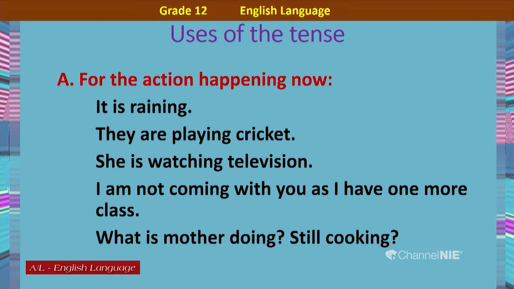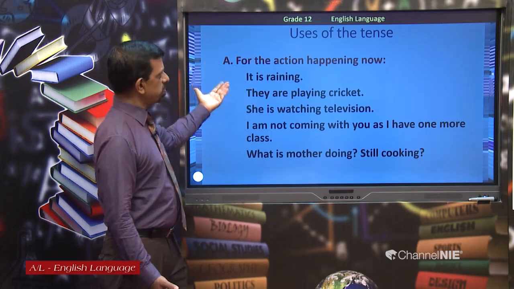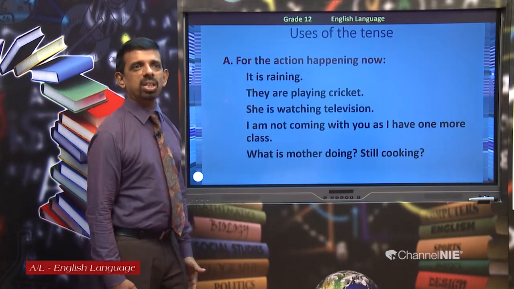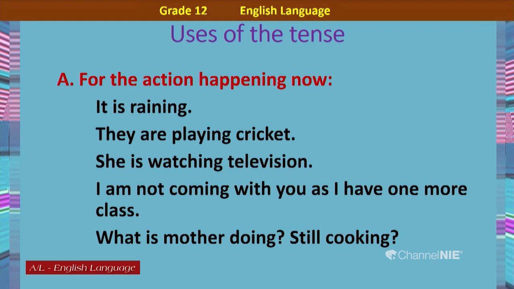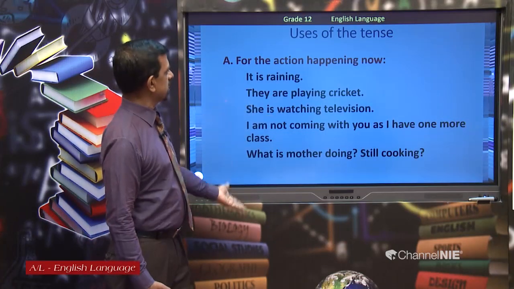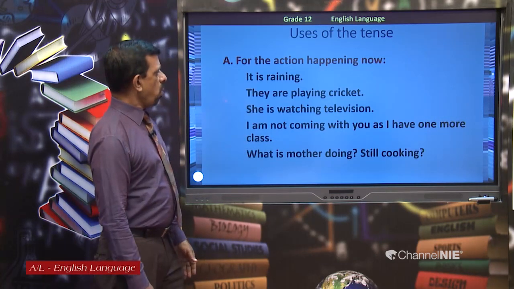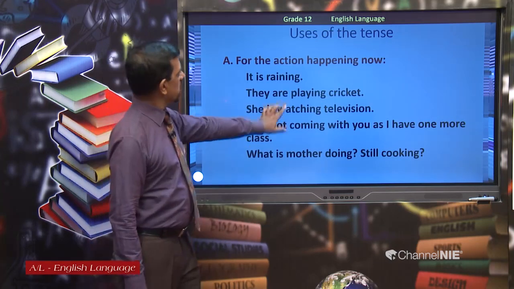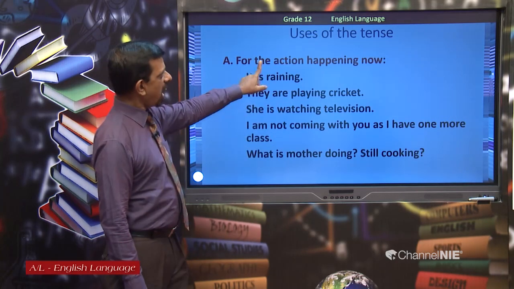What is mother doing? Still cooking? So that is the question form. The present continuous tense is basically used to show the actions that are happening at this moment. What is going on at this moment? What is happening now? So we say, it is raining. That means at this moment we are experiencing the rain. They are playing cricket. So at this moment they are playing cricket. She is watching television. I am not coming with you as I have one more class. What is mother doing? Still cooking. So these are all actions that are happening at this moment. That is one use of the present continuous tense: for the action happening now.